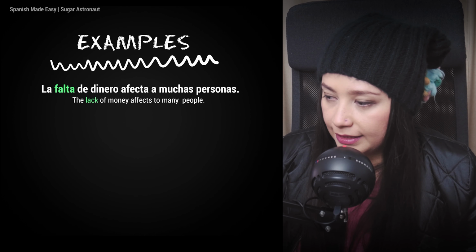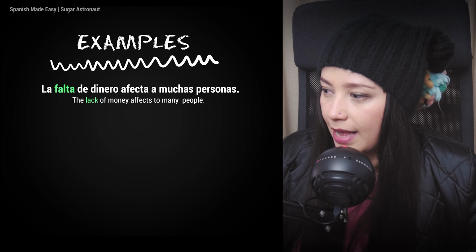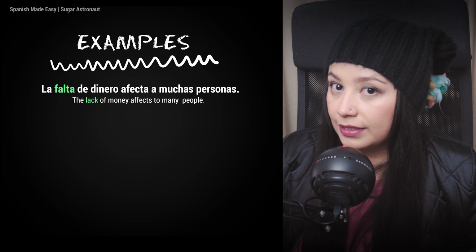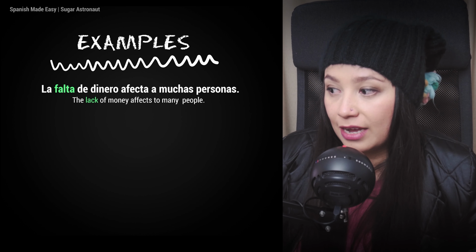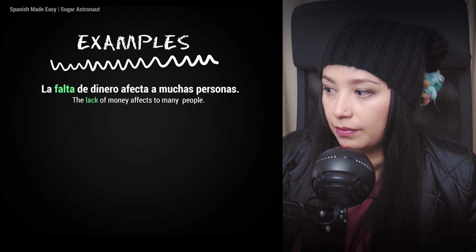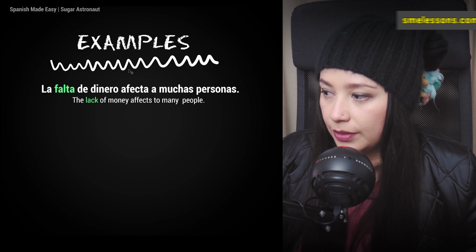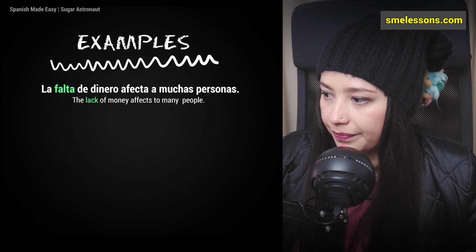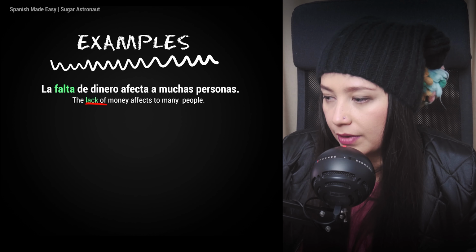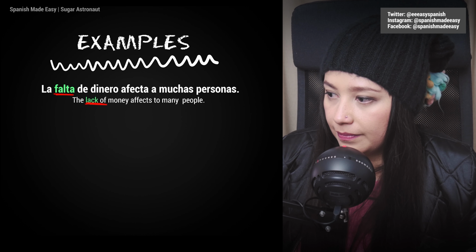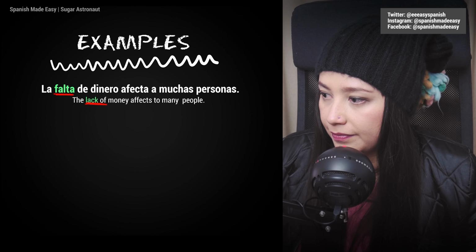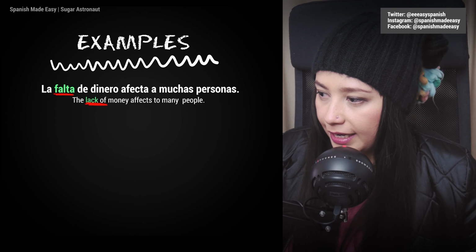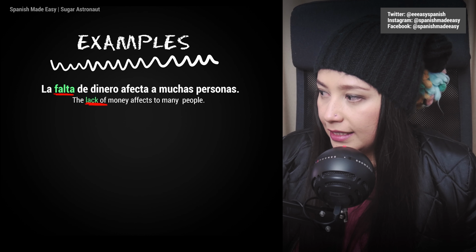The first example is la falta de dinero afecta a muchas personas. And this means the lack of money affects too many people. Okay, so some people have been affected by the lack of money. Lack of or lack in Spanish is falta. So lack of, falta. Okay? And in this situation, falta is singular.